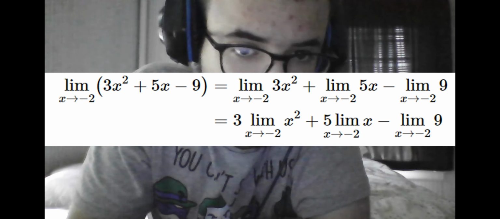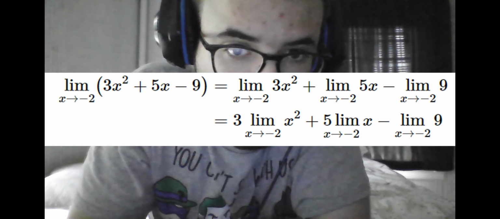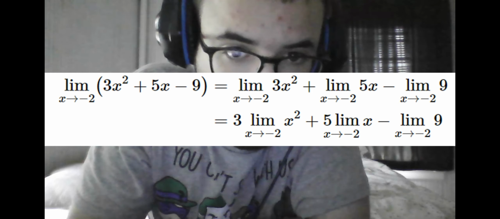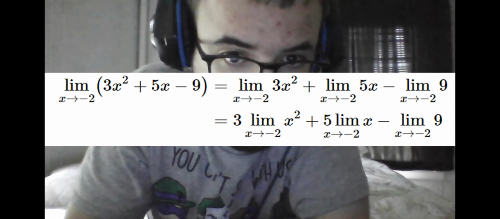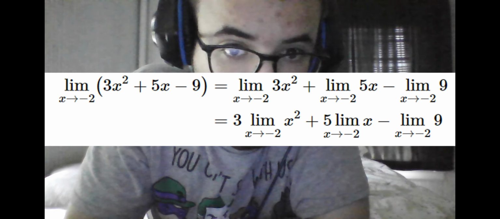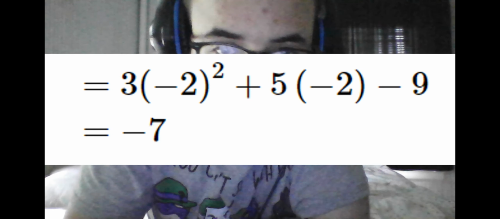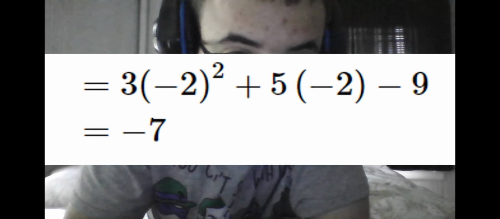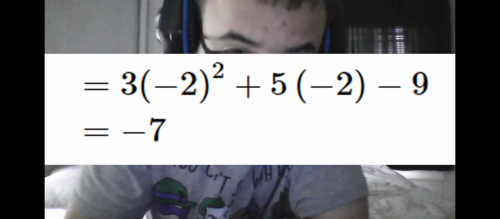With all of our tools out of the way, we can evaluate some functions, such as the limit as x approaches 2 of 3x squared plus 5x minus 9, which would be the limit of 3x squared plus the limit of 5x minus the limit of 9. And we know all of these functions are well behaved enough that we can simply evaluate the function directly for the limit. So in conclusion, the limit is exactly equal to the function at the point specified, which evaluates to -7.